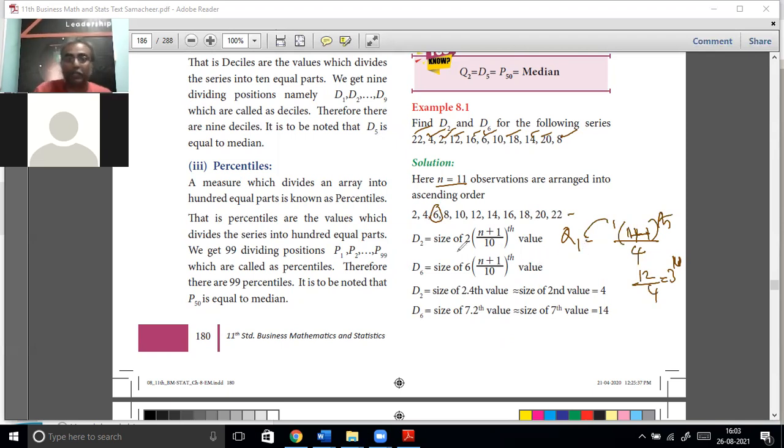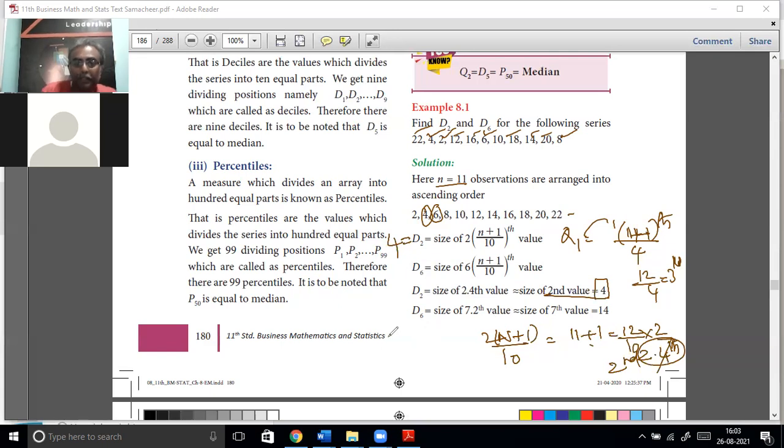Like that. Now they want D2. D2 means divided by 10, n plus 1 into 2. n is 11 plus 1 is 12. 12 by 10 into 2, that's 24 by 10, that is 2.4th value. You round it off, you get second value. 0.4 will go down. Second value means 4. So D2 is equal to 4.